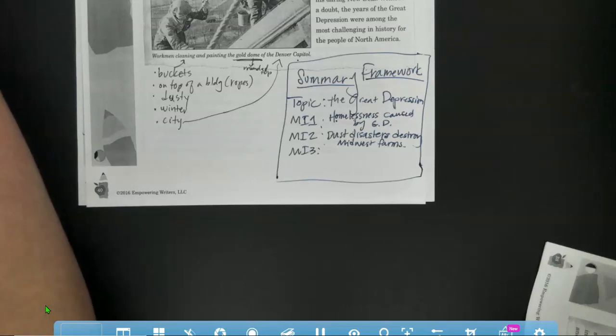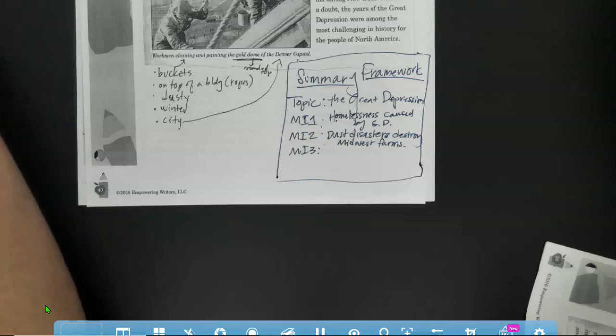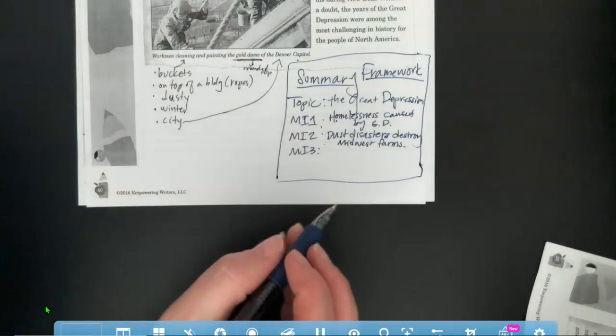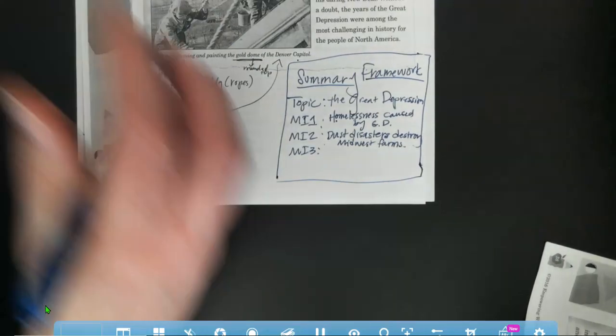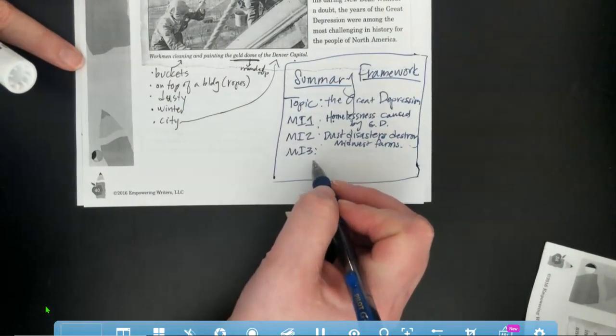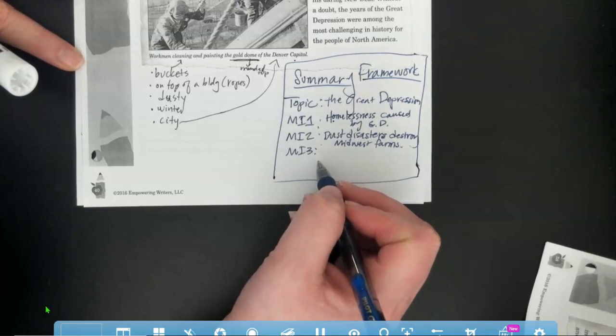It doesn't mean that dust storms didn't happen in cities, but as we discussed yesterday, they were more likely in rural areas because there's not as much concrete, there's not as many buildings, there's not as many trees and grass and yards to hold the dirt in place. A yard, like the grass in front of your house. All right, main idea 3. What was main idea 3?